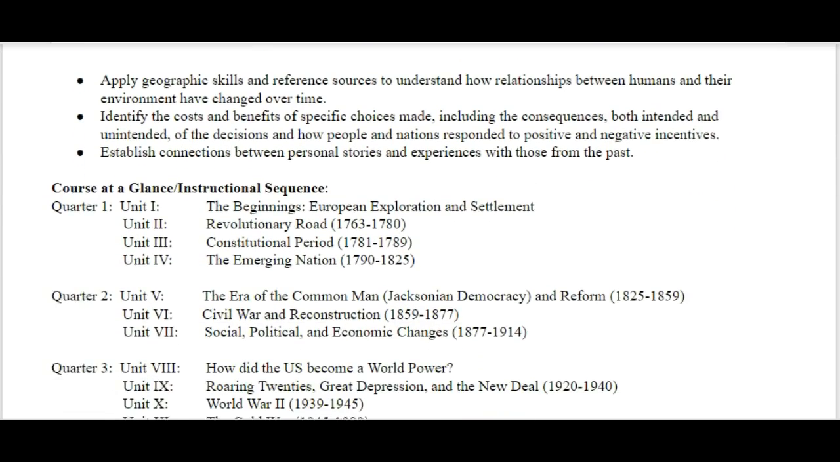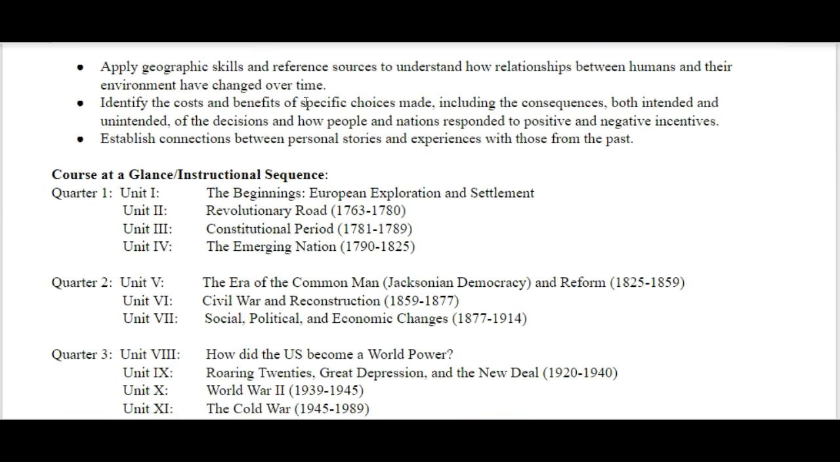Next, understanding geography and how that's changed over time and why people live and do things where they live.